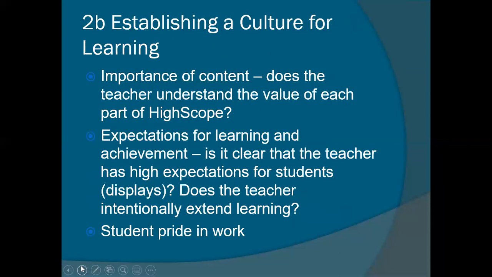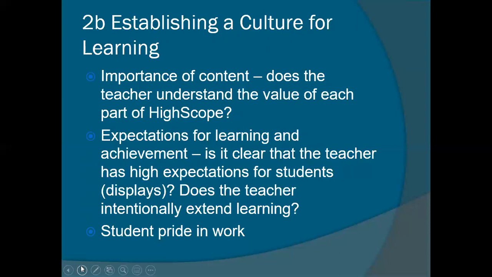2B is establishing a culture for learning. So the first thing it looks at is importance of content. Does the teacher understand the value of each part of HighScope? As we know, HighScope has various parts to the daily routine, and each part of the daily routine has a very specific purpose in terms of learning.